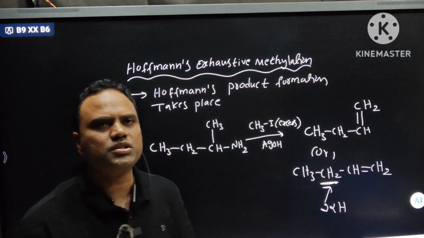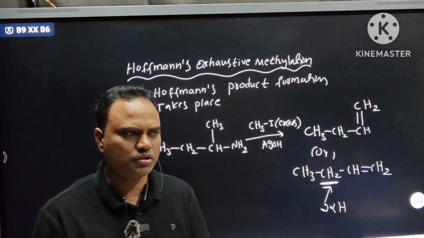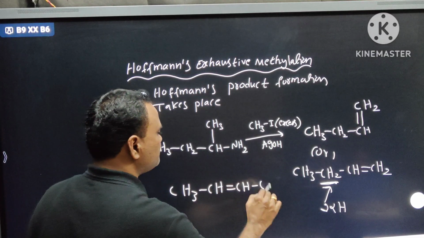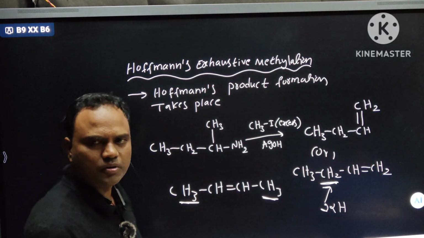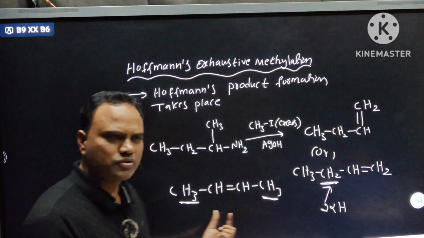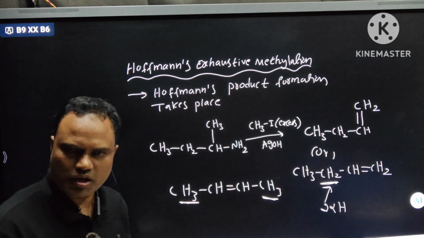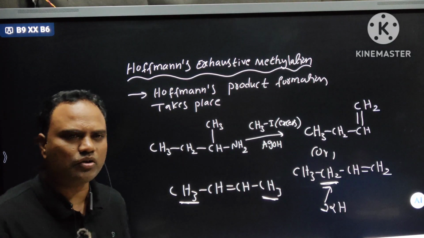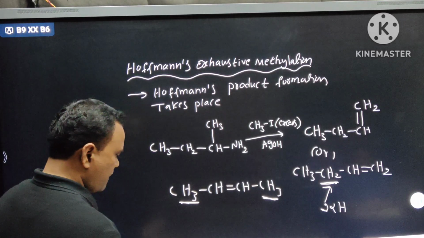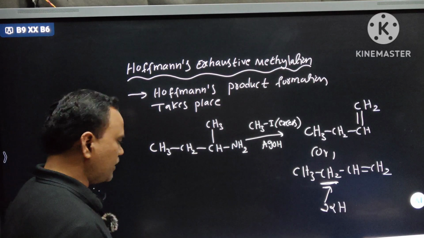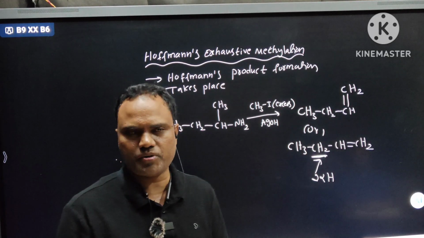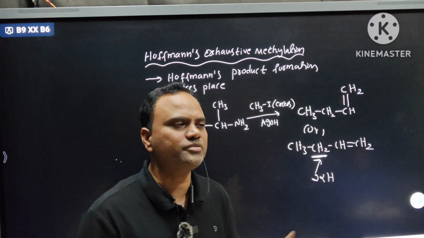So 1-butene is the less substituted alkene. If we take 2-butene, how many alpha hydrogens are present? This is an alpha carbon, this is an alpha carbon. What is an alpha carbon? The carbon next to the double bond. We have 3 alpha and 3 alpha, total 6 alpha. So in Hoffman's exhaustive methylation, we will get Hoffman's product, the less substituted alkene, as the major product.